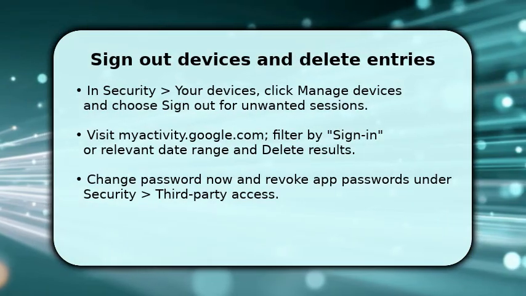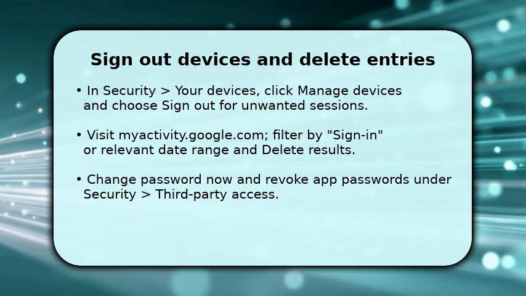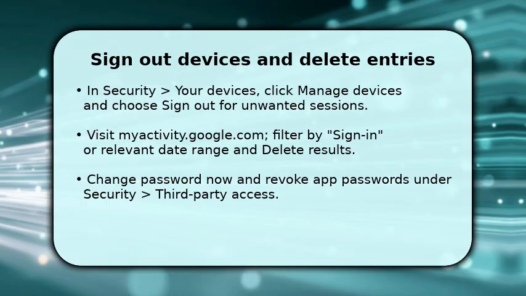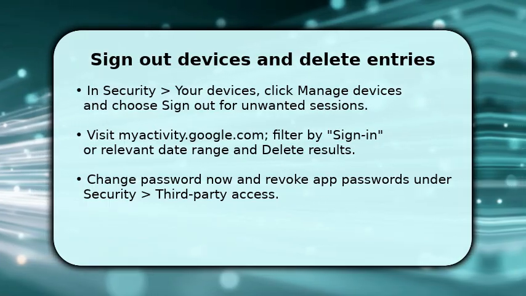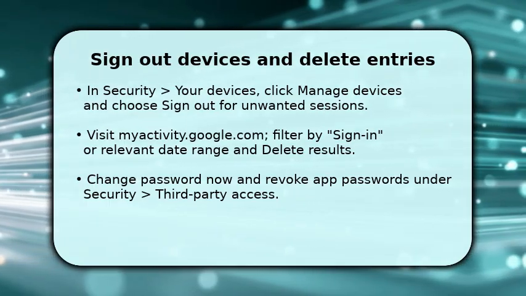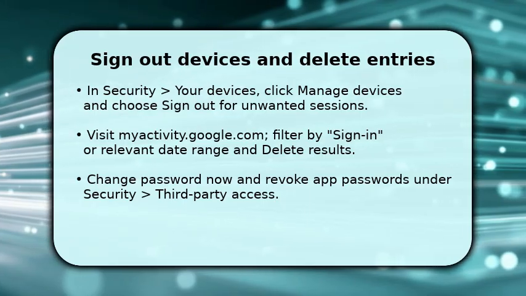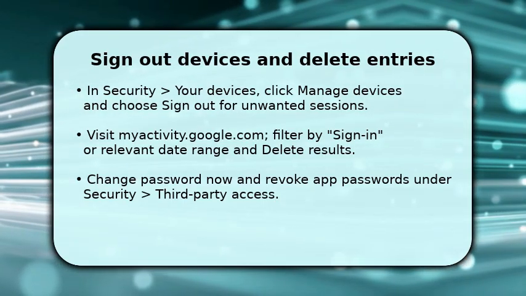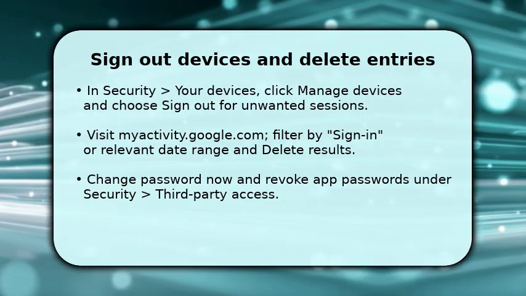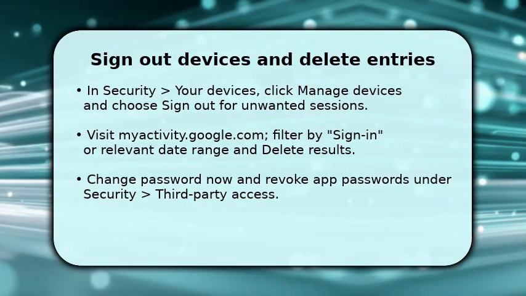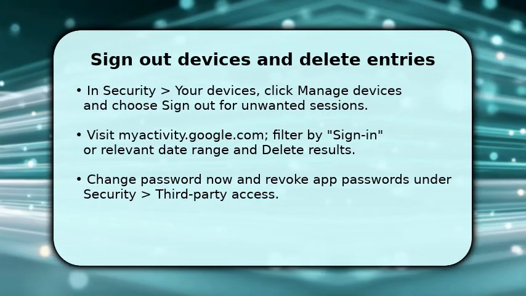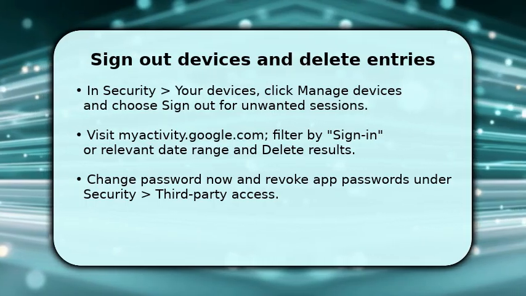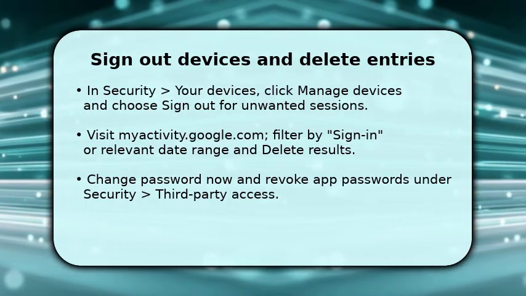Next, remove the sessions. In security, your devices, click Manage Devices and sign out any unfamiliar or old sessions. This forces those logins to expire. Then go to My Activity.Google.com, filter for account or sign-in related events and delete the specific entries so the history is removed. While you're there, change your password and immediately revoke any app passwords or third-party access to prevent repeat logins. Doing these steps together both removes the visible history and closes the door on resumed access.